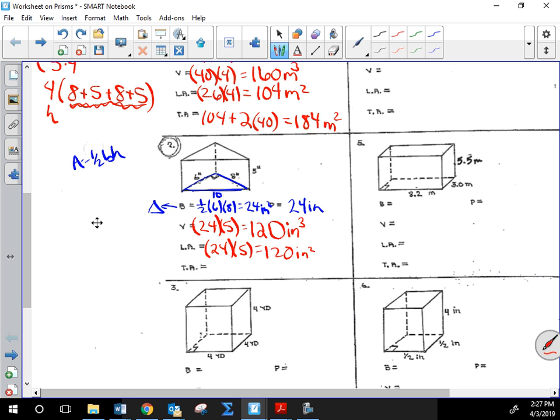Okay, in our total surface area, we just add together our lateral area and then 2 of our bases. So 2 times 24. What's 120 plus 48? 168 inches squared. Okay, questions with that? Pretty basic, pretty easy. Let's go and flip it over to the back side.